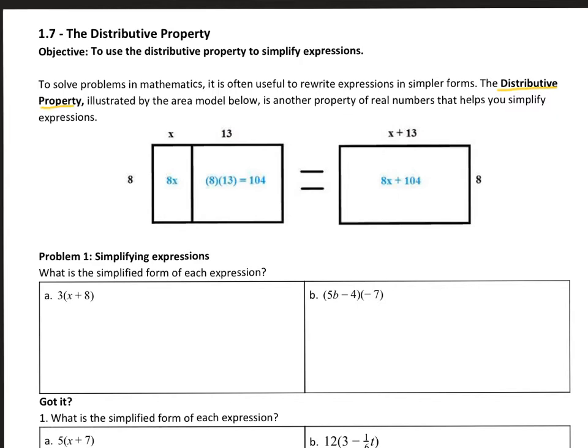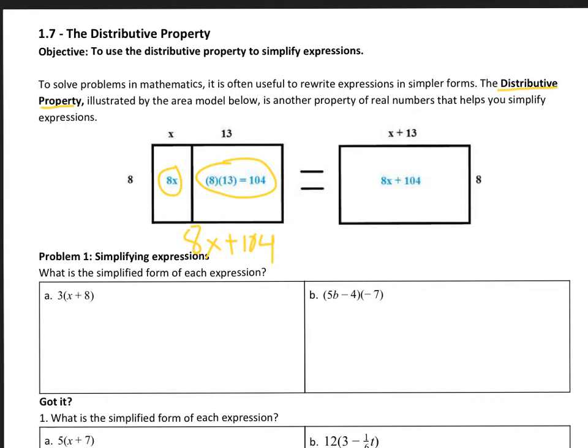And I'm using an area model, meaning I've got two rectangles here. The area of the first rectangle is 8 times x, or 8x. The second rectangle is 8 times 13, or 104. So if I just rewrote that as one expression, it would be 8 times (x plus 13). I mean, this area would still be 8x plus 104. So the distributive property really helps us rewrite and simplify expressions.